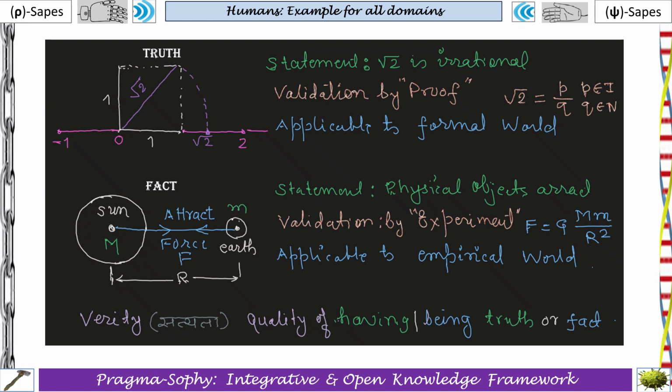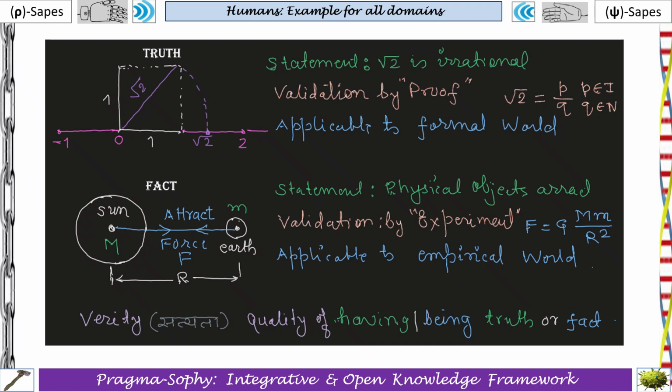Now let's shift our gaze from abstract numbers to the vast universe, to the empirical world, as we call it. Here, we are dealing with physical objects and their interactions. Our statement here is: physical objects attract each other. We see this everywhere, from an apple falling from a tree to planets orbiting the sun. This we express as a fact. Facts belong to the empirical world. How do we validate this statement?